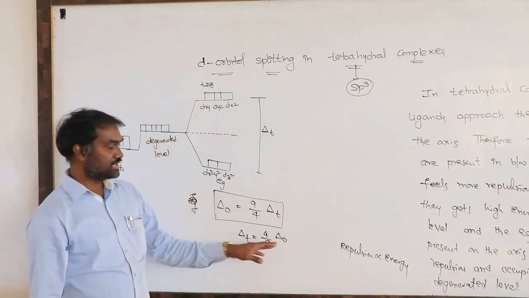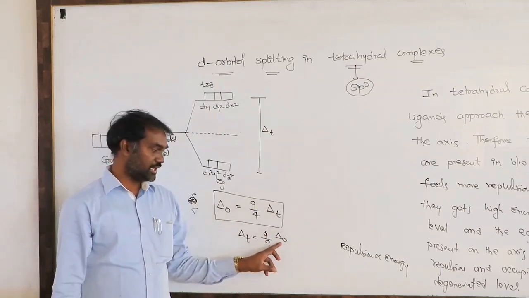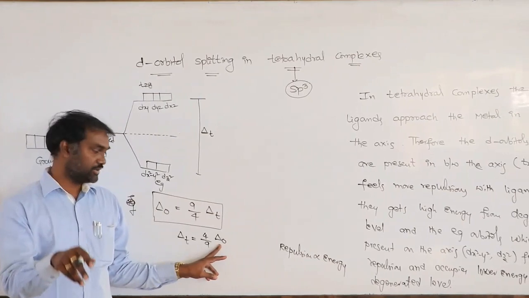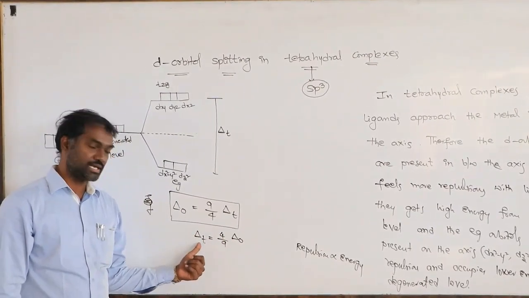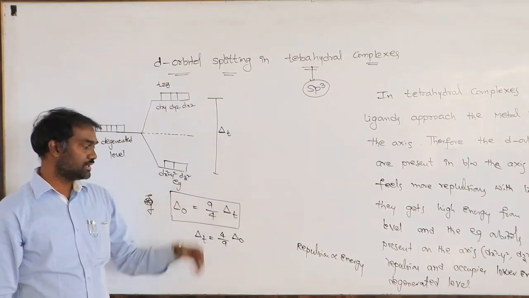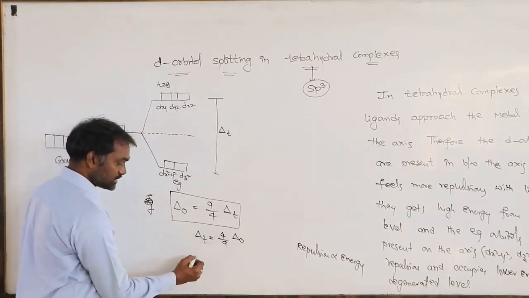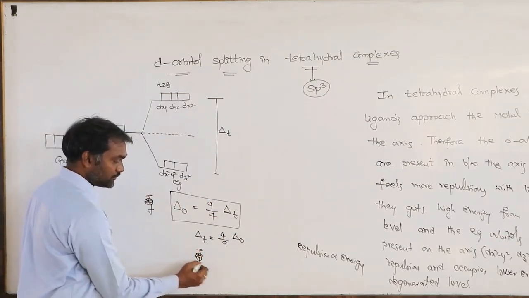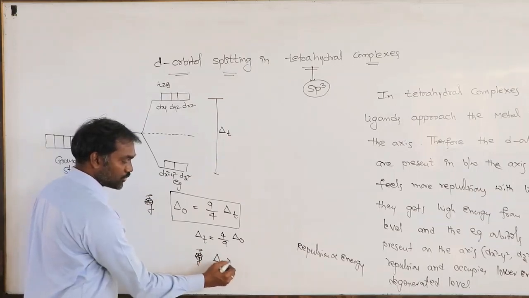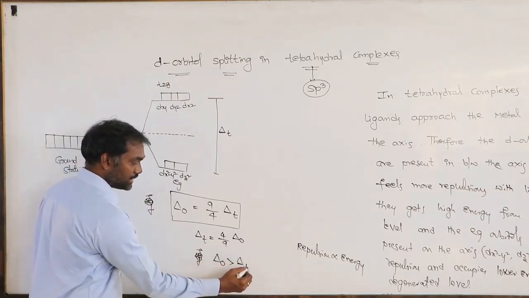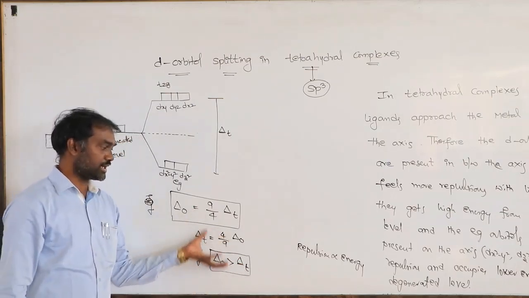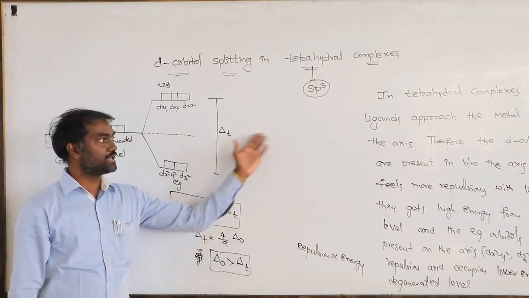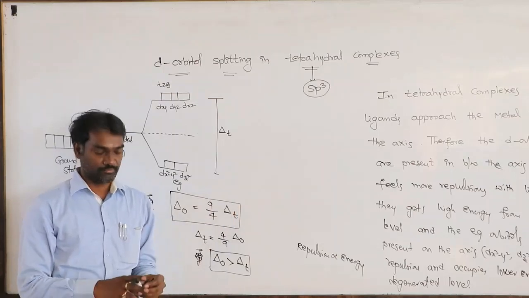Previously we identified the CFSE values. You take that octahedral value and multiply it by 4/9. Then you will get the delta T value for these compounds. So which is the higher value? Delta O is greater than delta T. From the entrance exam point of view, this is important. In theory, you can write all those things.